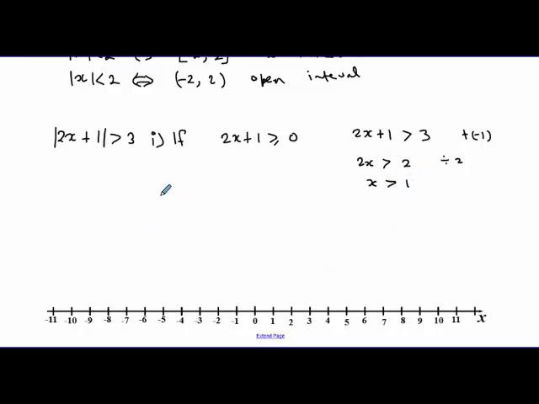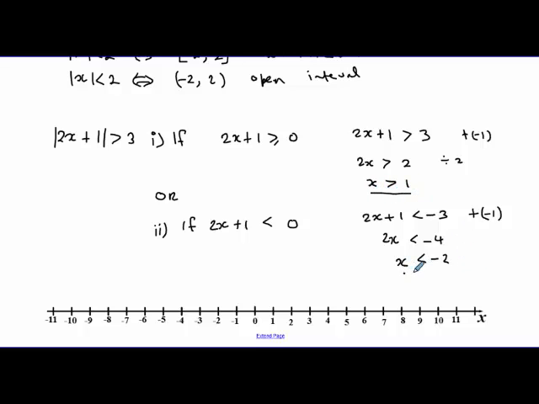And then the next case, case number 2, if 2x plus 1 is less than 0, then that will mean that 2x plus 1 is actually less than minus 3, because of this being greater than 3. Then solving this again, similarly by adding minus 1 on both sides of the inequality, getting 2x less than minus 4, and then getting x less than minus 2. Then that's what we have there. So we've got this inequality and that.